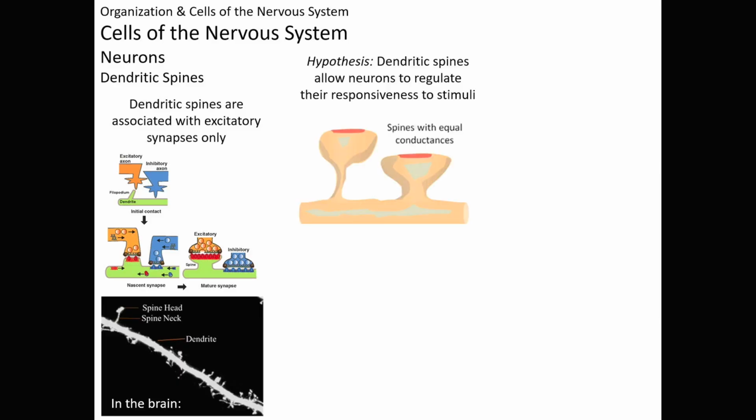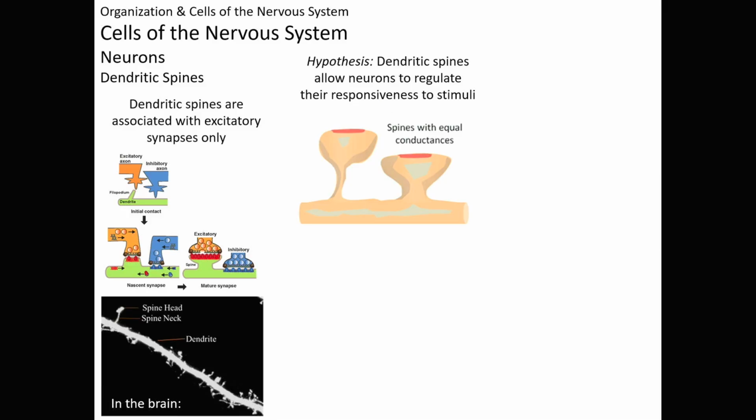And so again, importantly, as it says here, dendritic spines are only ever associated with excitatory synapses. And that's an important piece of information because any hypotheses that we're going to throw out there to explain the role and the function of these dendritic spines needs to certainly take that fact into account. So there are two hypotheses regarding dendritic spines that we're going to discuss here in the lecture this afternoon. The first hypothesis is that dendritic spines allow neurons to regulate their responsiveness to stimuli.